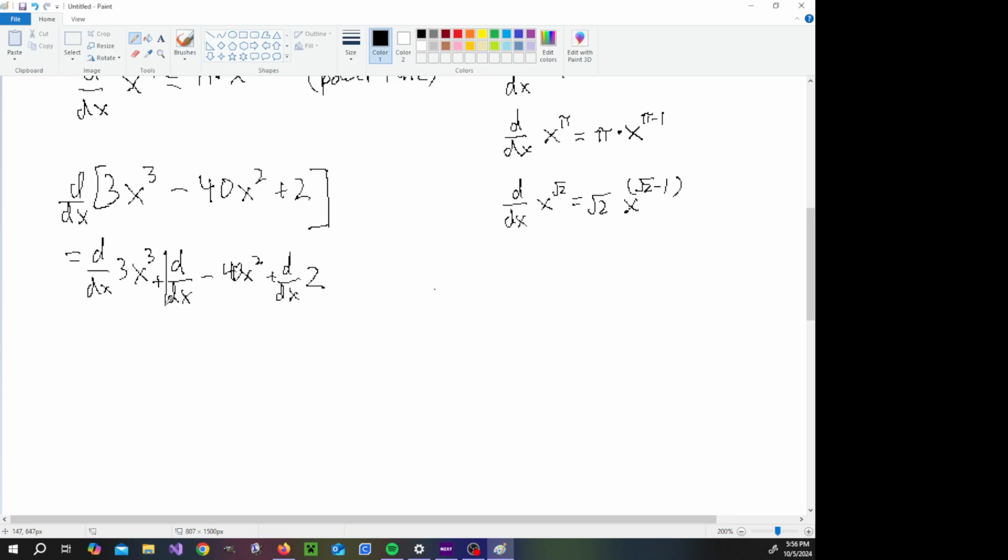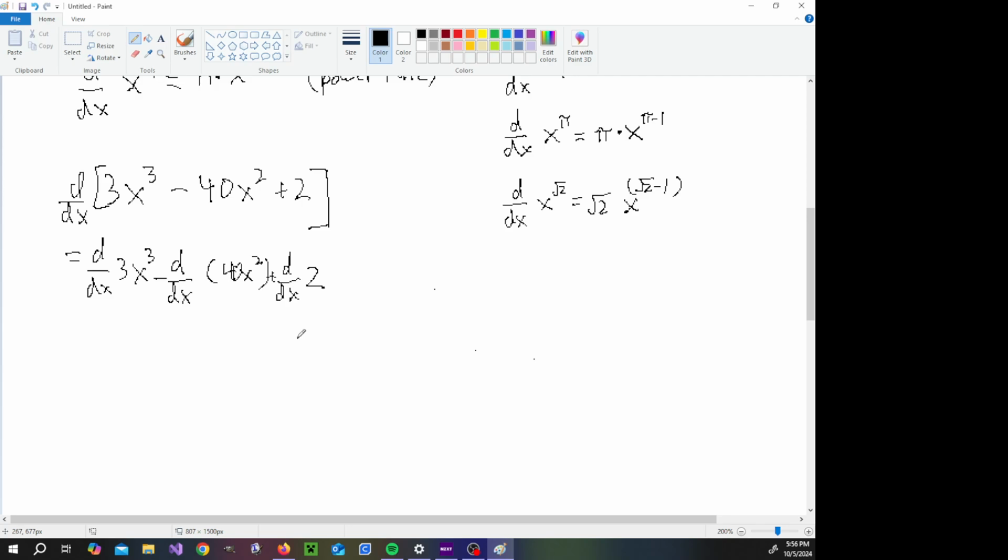And I wrote this part kind of weird, right? Plus the derivative of this negative. Really, this minus sign can just kind of come out front, right? If we're adding something negative, that's the same thing as just subtracting, right? So we're just taking the derivative of each piece.